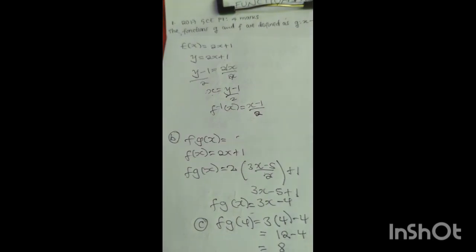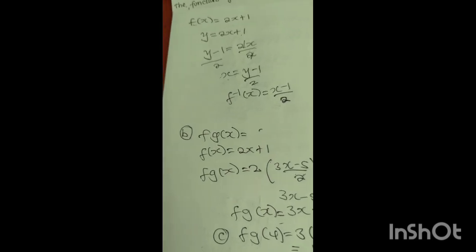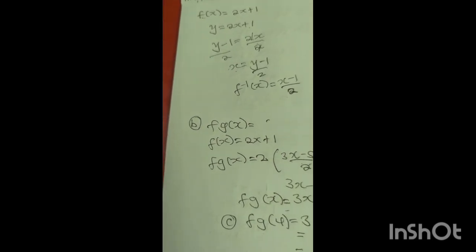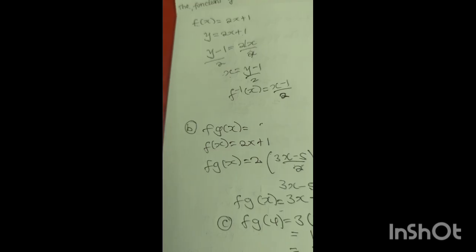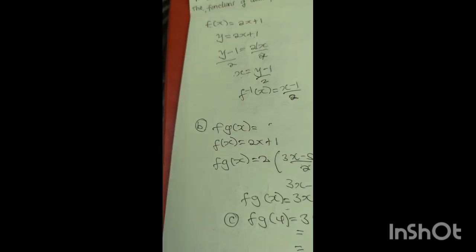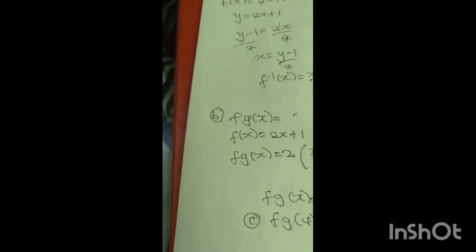So please, let me emphasize this. If they say find an expression for a composite function, you cannot find one value. An expression has a variable in it. But if they just say find fg of 4, meaning you have to find a particular value. Or if they say find x, you can't find an expression, meaning you have to find the value of x. But for an expression, don't find the value.